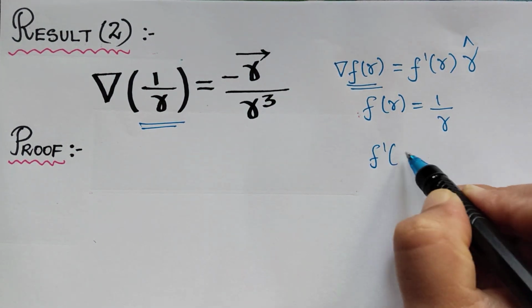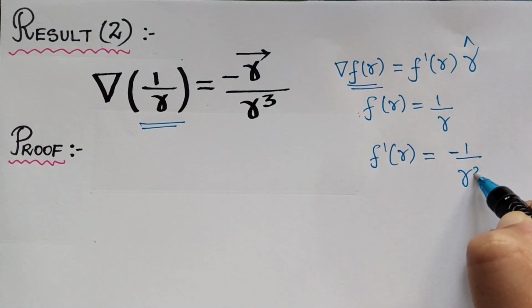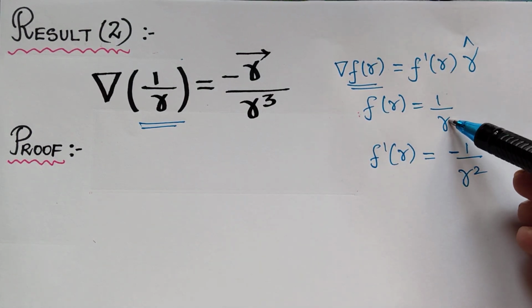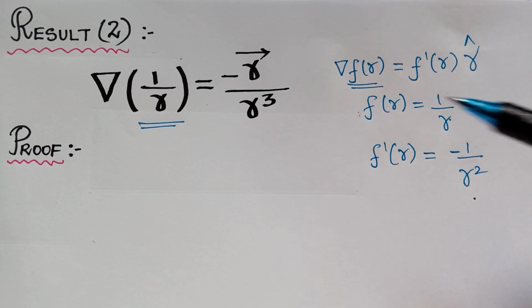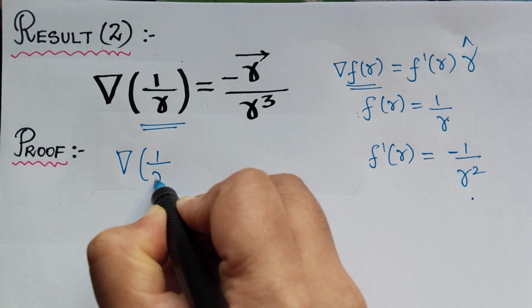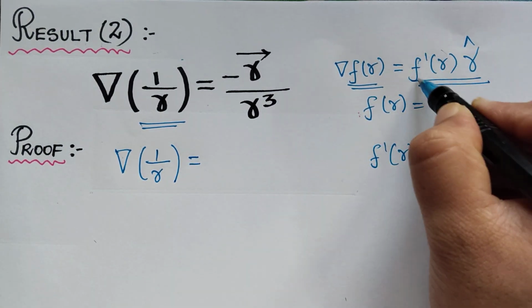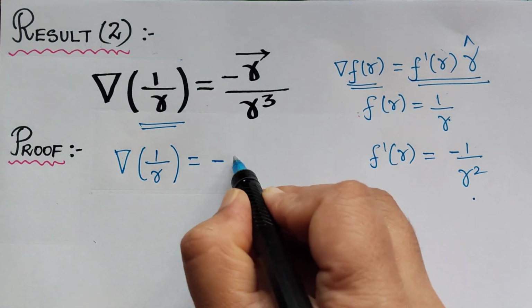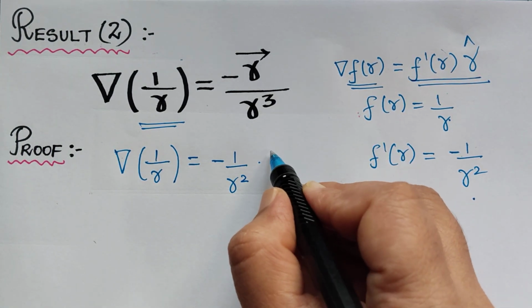So what will be f'(r)? This will be equal to minus 1/r², because the differentiation of 1/r is minus 1/r². So now when we substitute that, we will be getting ∇(1/r) is equal to, so in this formula we are going to substitute. Here we have f'(r). So minus 1/r² multiplied with r cap.